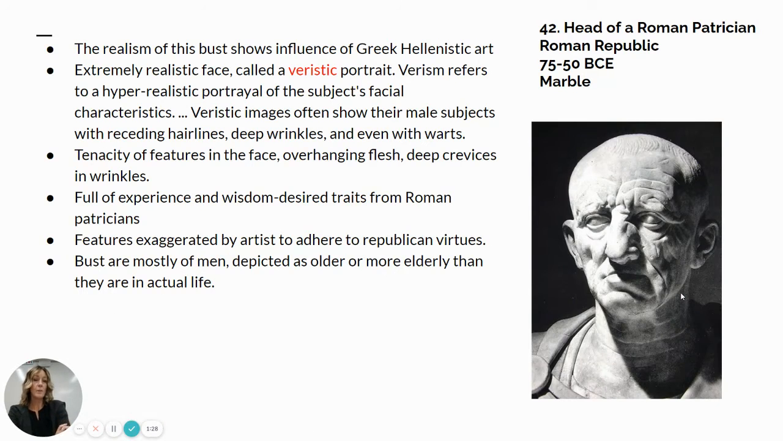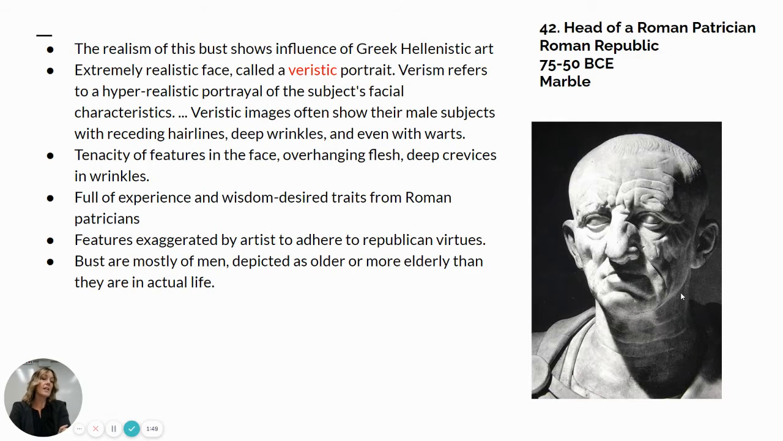So now we're going to talk about the actual sculptures and the actual images themselves. This is image number 42. The title is Head of a Roman Patrician. It is from the Roman Republic, 75 to 50 BCE. We are looking at carved marble.